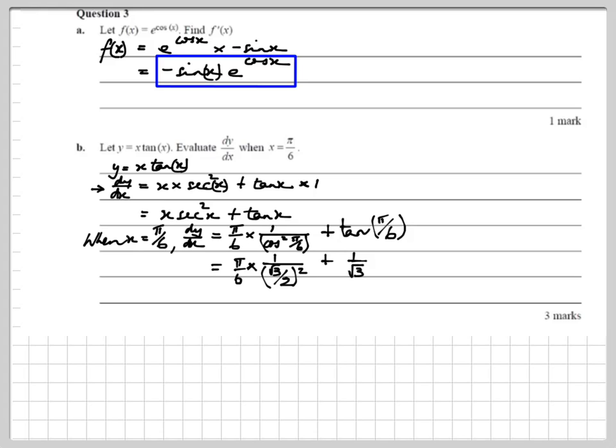Yeah, and we'll just clean that up a little bit. It is a 3 mark question. That looks pretty good. So it looks like that 4 and the 6, or 2 will go into each of those. So it'll be 2 pi over 9 plus 1 over root 3. And I think a box, oh no, one more line. And that looks like, yeah, that'll do.